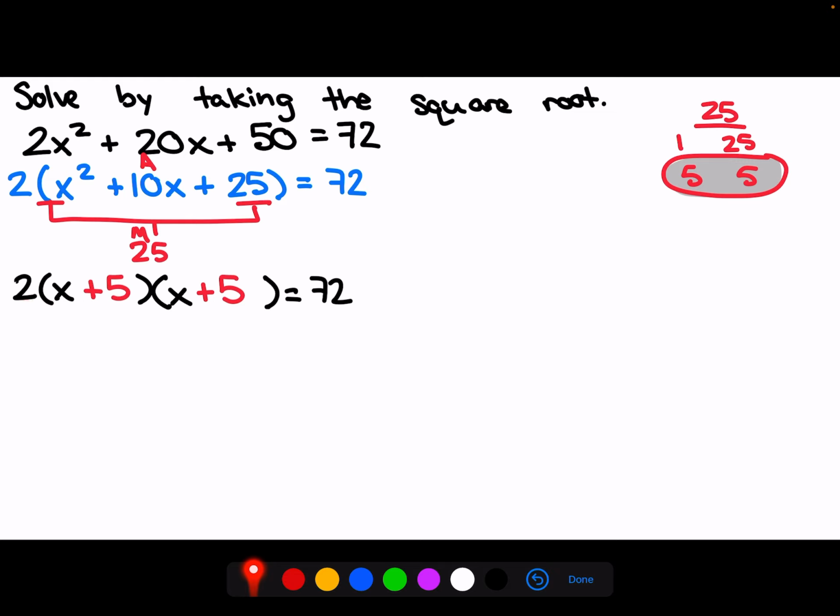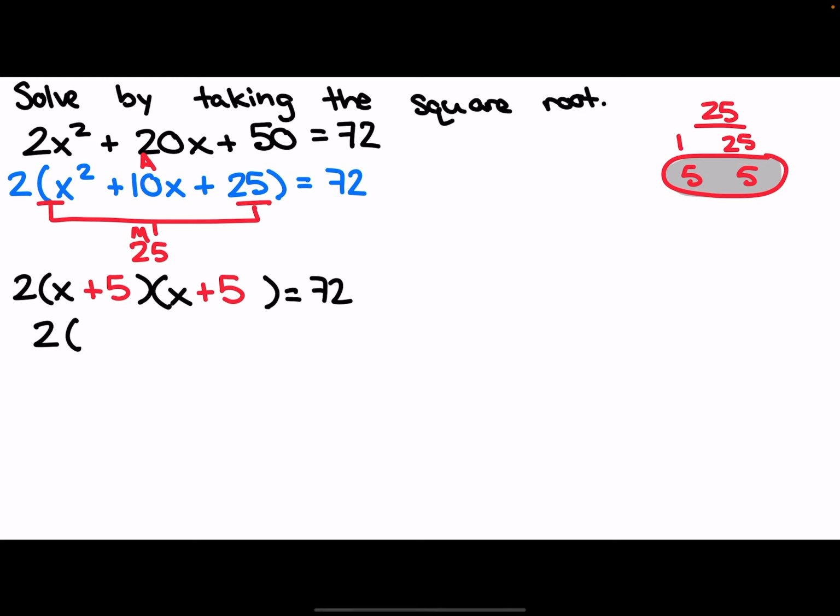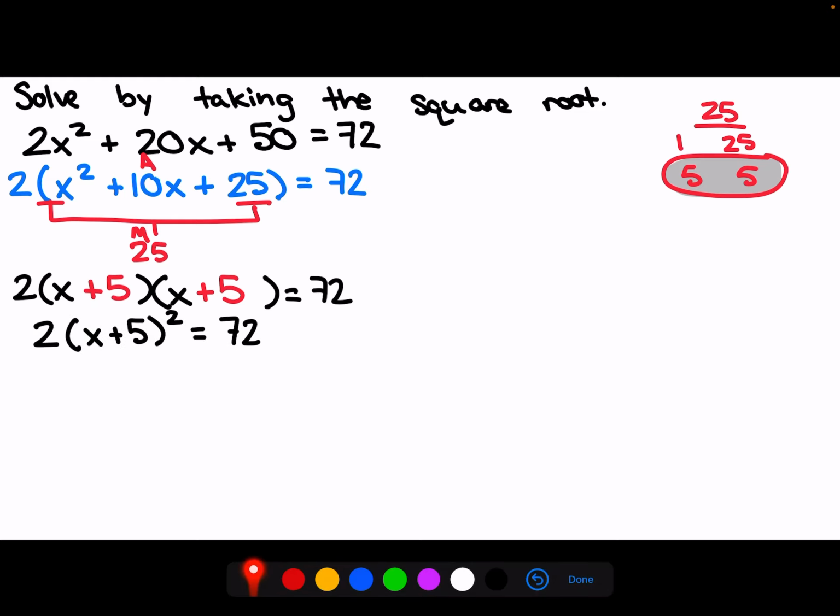Again, I have 2 of the same thing that's being multiplied by each other, so I can condense that down into one bubble and square it. So I have 2 times x plus 5 squared equals 72. At this point, 72 is not a perfect square. The next closest perfect squares to 72 are 64 and 81. So I don't want to take the square root quite yet.